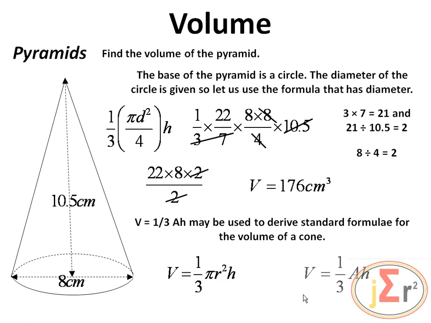Or if we want to use the one that makes use of the diameter, we can proceed the same way. Pi d squared over 4 is the area, and then when we simplify we have 3 times 4 is 12, so it is 1/12 pi d squared h, and those are standard formulae that may be used to determine the volume of a cone.